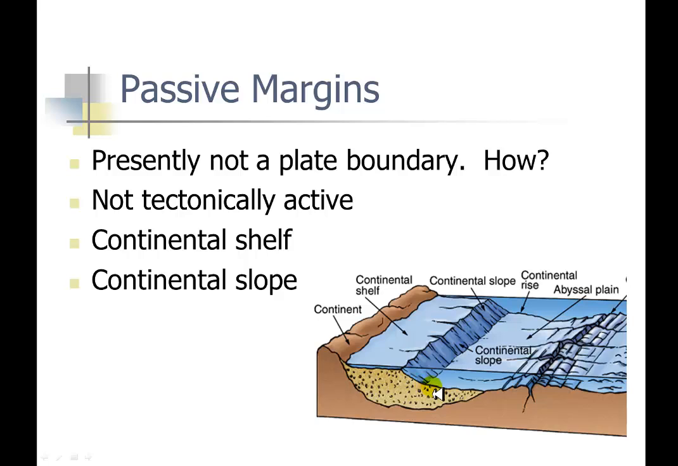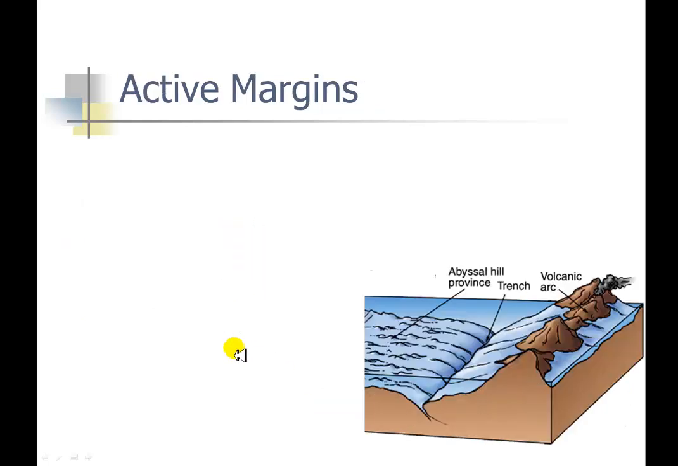It has a continental slope, and it even has a continental rise, and the continental rise usually is made up of the sediment that's washed off the shelf or the continent and washed off the shelf on down the slope and accumulated down here, and we'll talk more about these later.